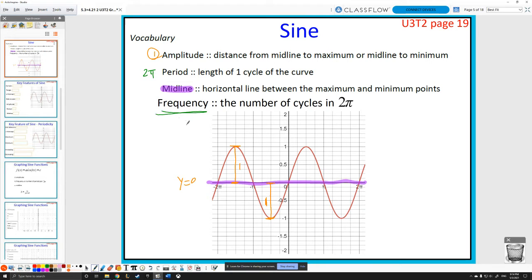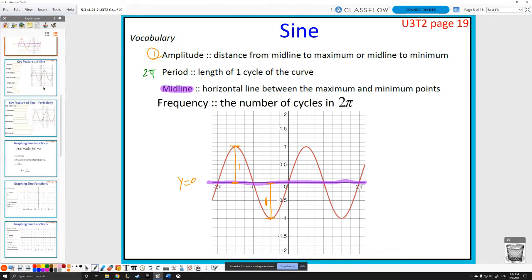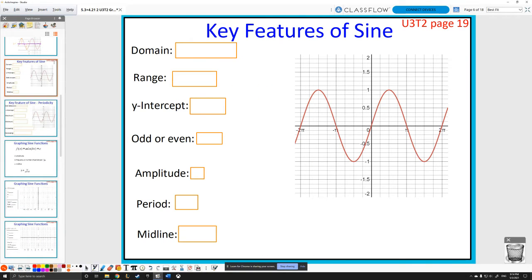We're going to be looking at the frequency in just a little bit. I want to give you an example so it hopefully makes a little more sense. Okay, let's take a look at some of the key features we've seen. These are things we've seen before. I hope these make sense to you.